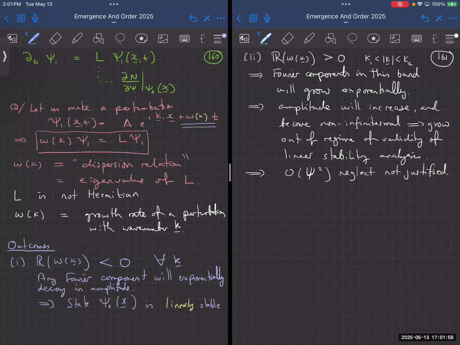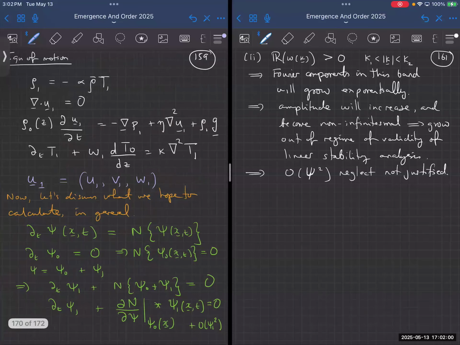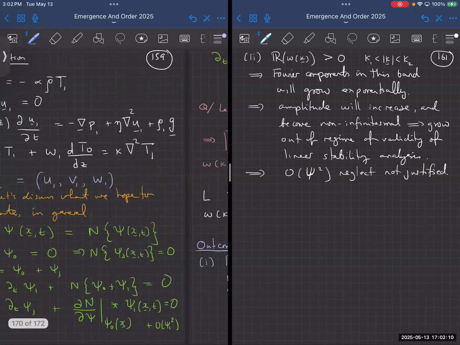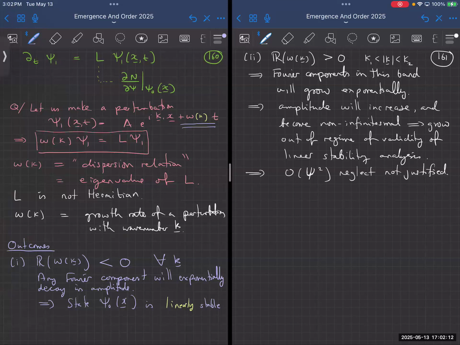And remember what we talked about a few minutes ago. We talked about this picture of the analogy with phase transitions. What we saw there was that the nonlinearities restabilize the system. So what may actually happen here is that the neglect may not be justified, and that means that the nonlinearities may, but they don't have to, restabilize the system.